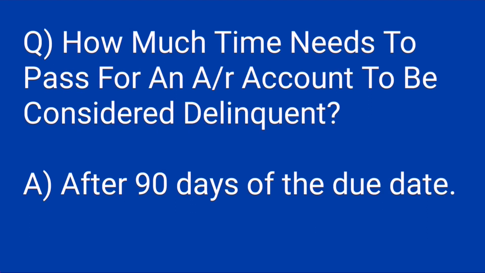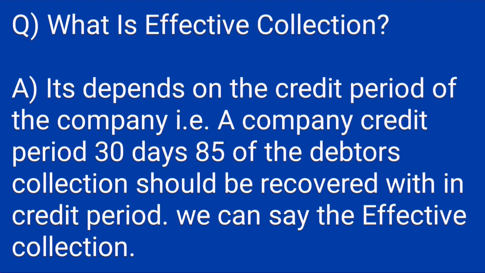How much time needs to pass for an accounts receivable account to be considered delinquent? After 90 days of the due date, the account will be considered delinquent. What is effective collection? It depends on the credit period of the company. That is, if a company's credit period is 30 days and 85% of the debtors' collection is recovered within the credit period, then we can say it is effective collection.